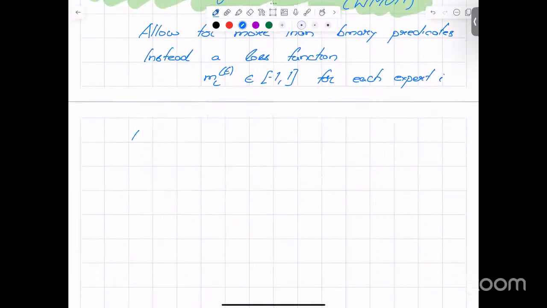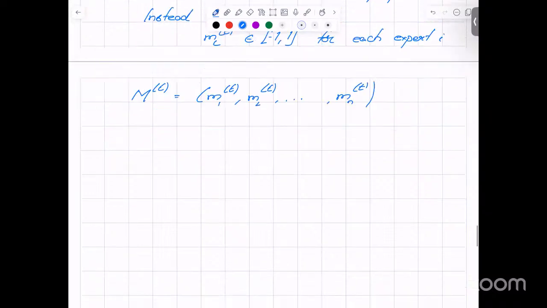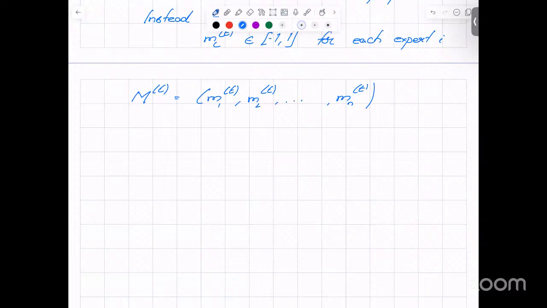In general, I'll take MT to be this vector, M1T, M2T, and so on. We'll talk about this vector. And we'll also, of course, maintain weights as before. We'll have the weight vector WT, which will be W1T, W2T, WNT. But now we'll also have a probability vector.